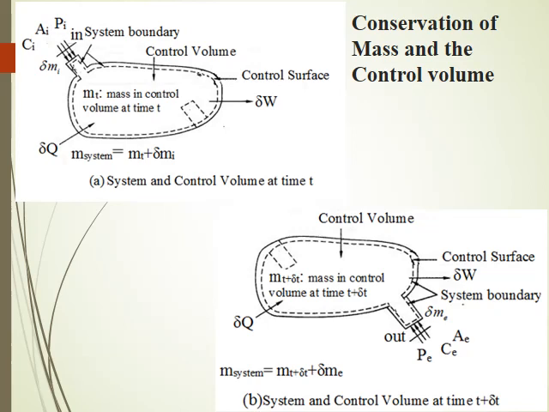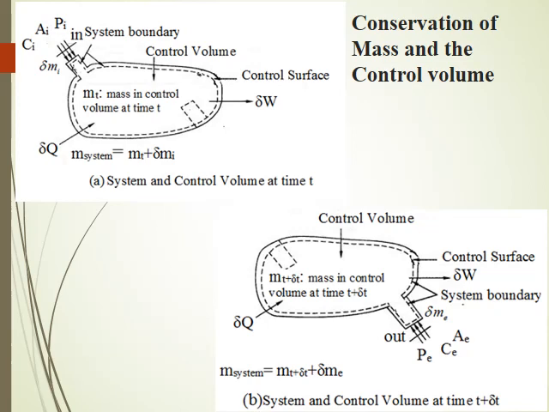During a time interval delta t, the mass delta m_i enters the control volume and the mass delta m_e leaves the control volume as shown in the figure. In the figure above you can see that mass delta m_i is entering the control volume, whereas in the figure shown below you can see that mass delta m_e is leaving the control volume.